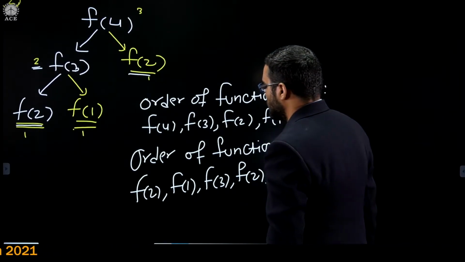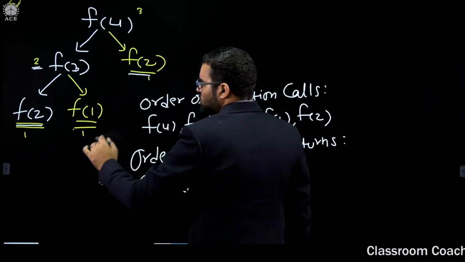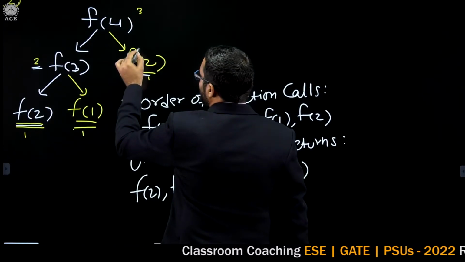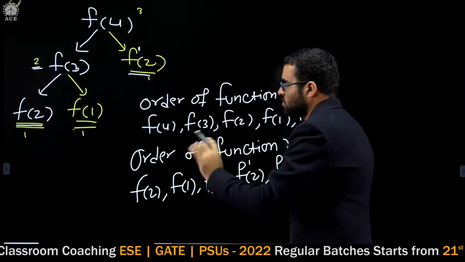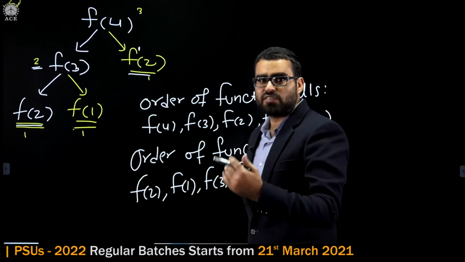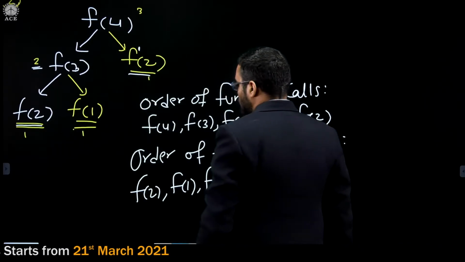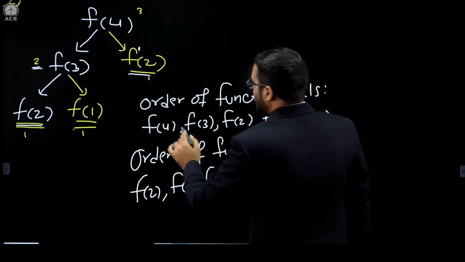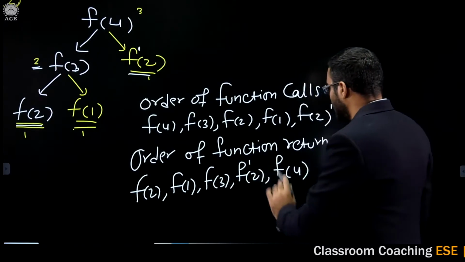Now you can see that this f2 and this f2 are the same. Just to distinguish between them, we can write f2 dash. Both are different function calls, so to differentiate between them we put f2 dash here, and similarly f2 dash here also. Now, this is the order of function calls and this is the order of function returns.